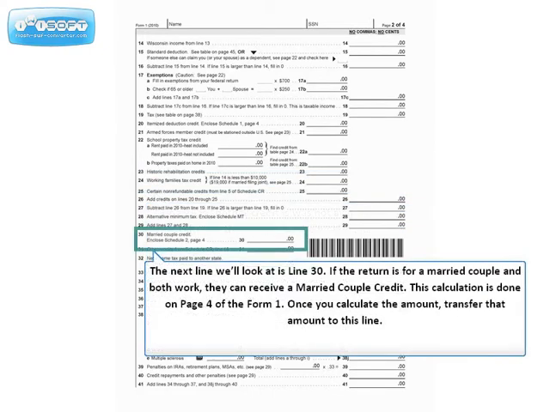The next line we'll look at is line 30. If the return is for a married couple and both work, they can receive a married couple credit. This calculation is done on page 4 of the Form 1. Once you calculate the amount, transfer that amount to this line.